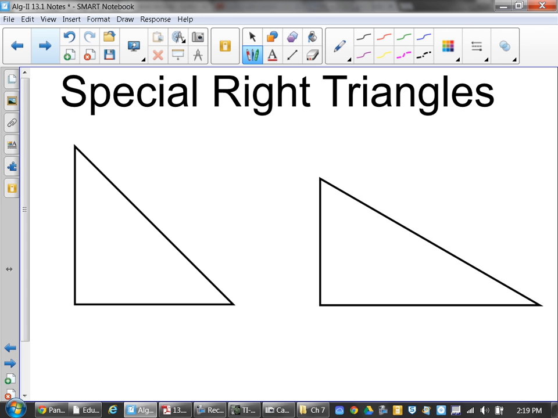Now, 45, 45, 90, so you have your 45, 45, 90s, and then your 30, 60, 90s. Now, if you remember, what were the ratios of the sides for 45, 45, 90? How did you guys write that out? Q, Q, Q root 2. Yes, but I use X's.